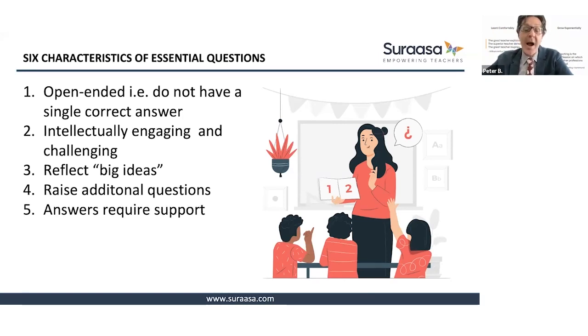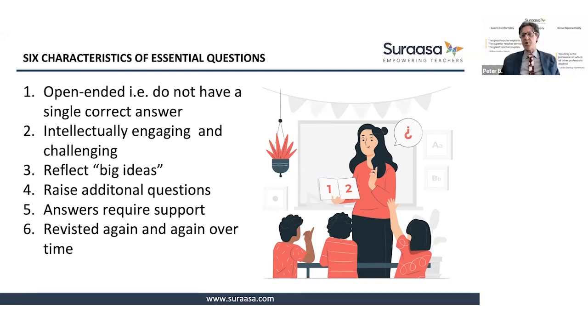The answers require support though, right? You just can't give the answer. You have to back it up with something, right? And then finally, they are revisited again and again over time. Essential questions are in many ways recursive. We keep asking ourselves these questions over and over and over again, and they become more nuanced over time, okay?